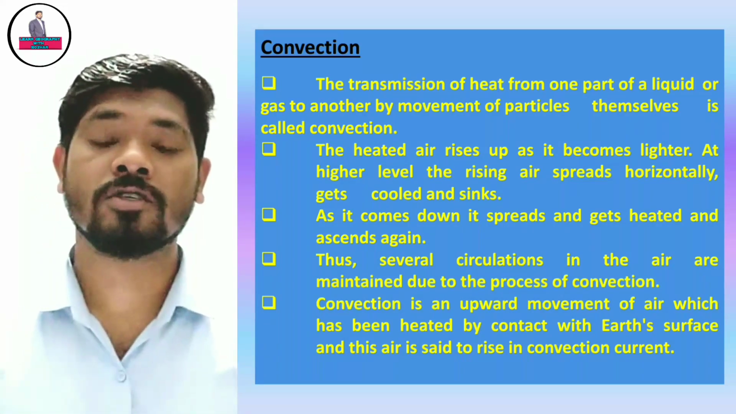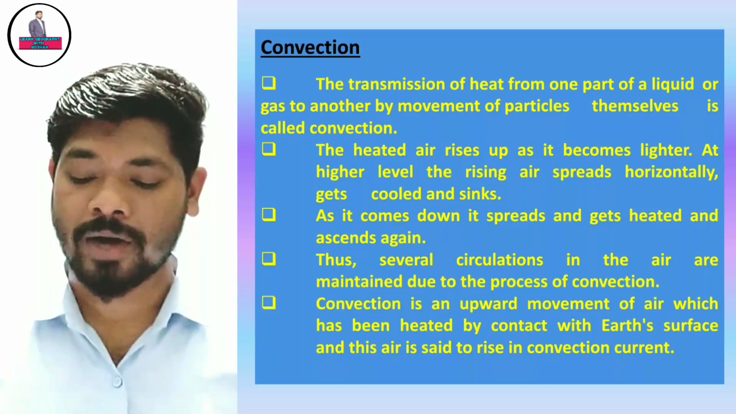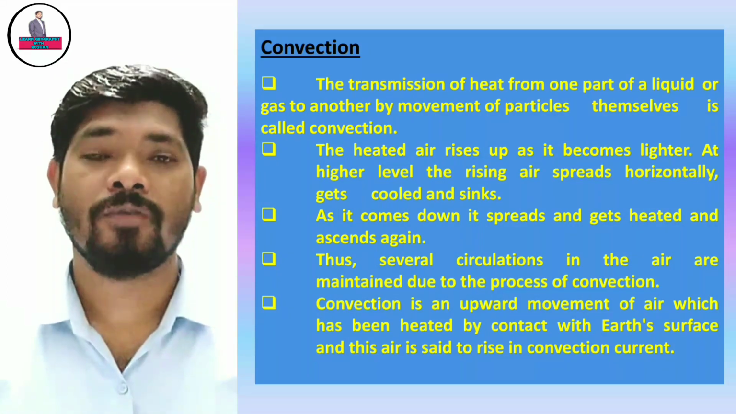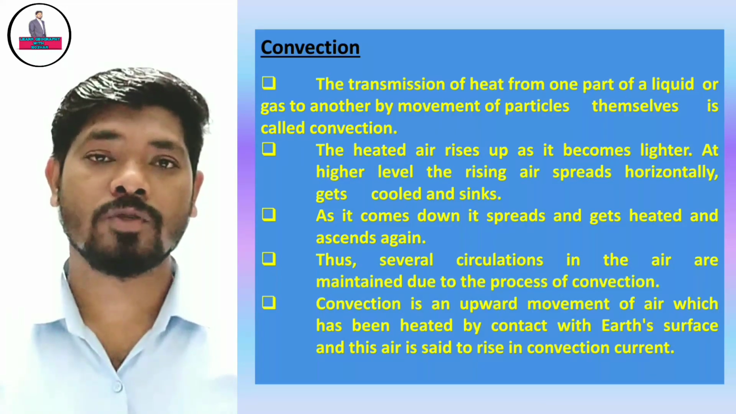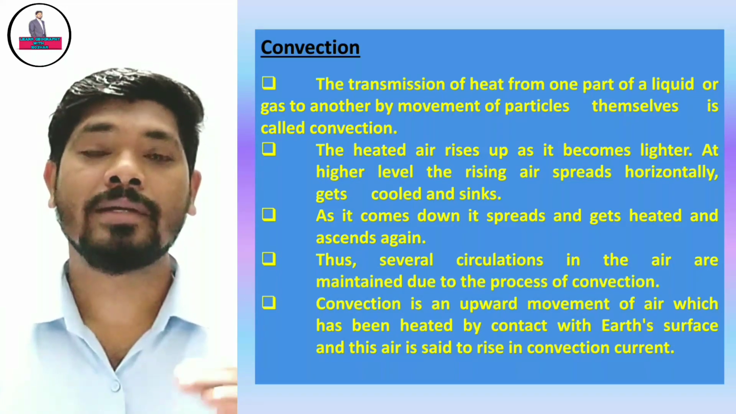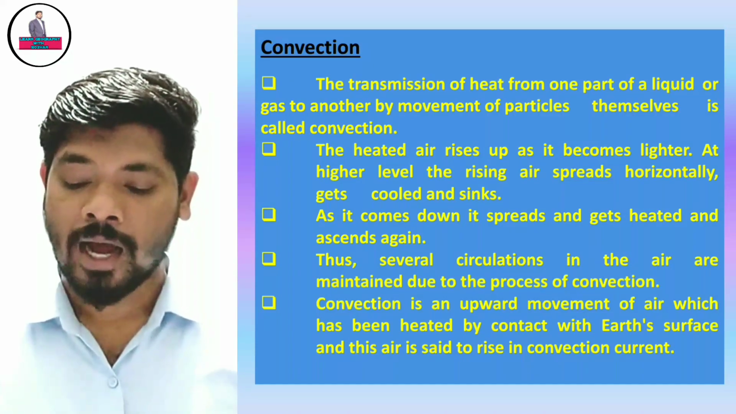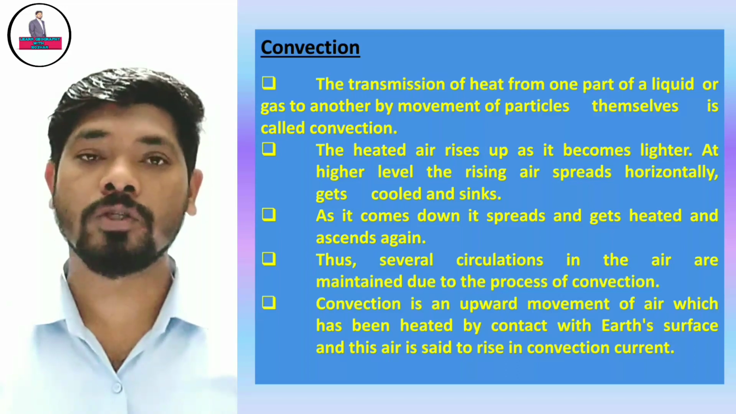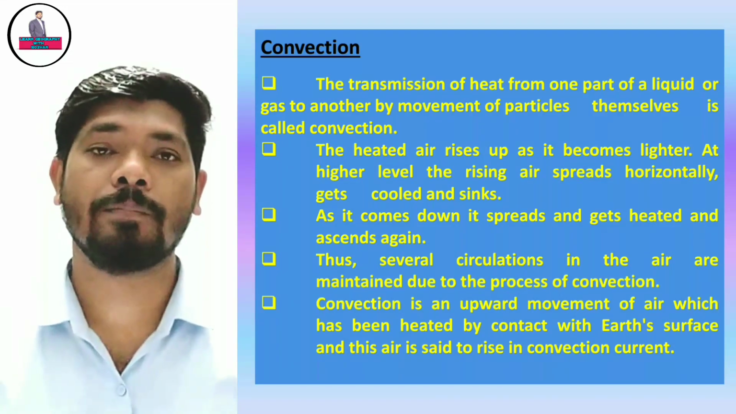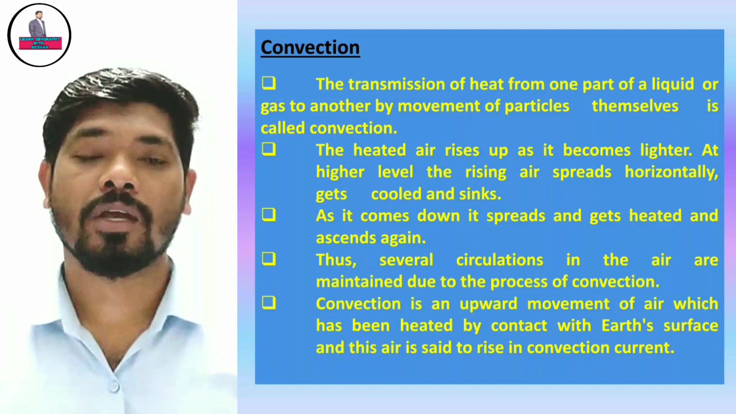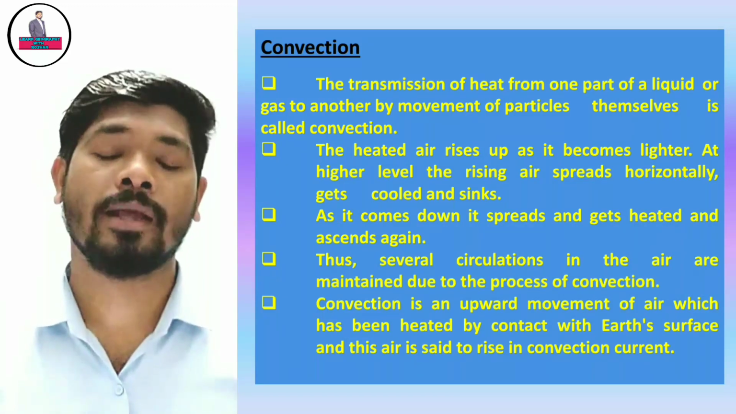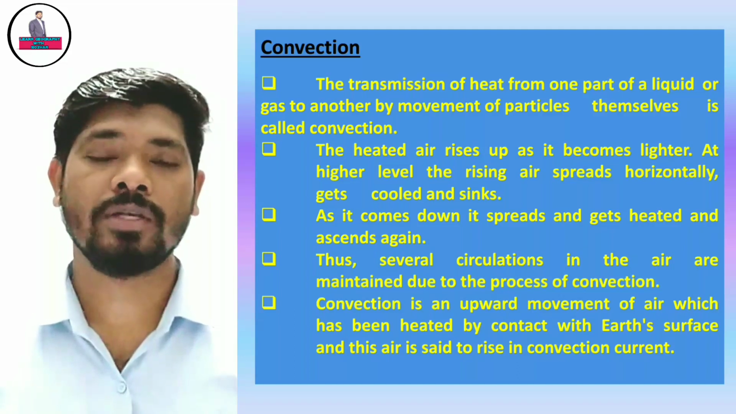So what is the process of this? The heated air rises up as it becomes lighter. During the daytime, when the sunlight falls on the surface of the earth, the heated air becomes lighter and rises up. At a higher level, the rising air spreads horizontally, gets cooled and sinks. So when they rise up to the higher level, they become a bit cool and they travel horizontally. As they lose their heat, they sink down. That means they come down.